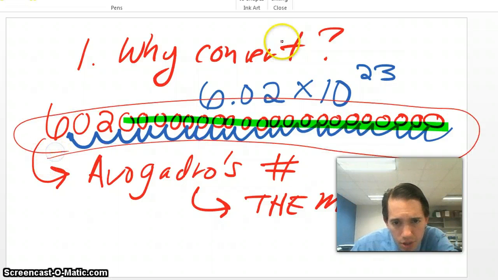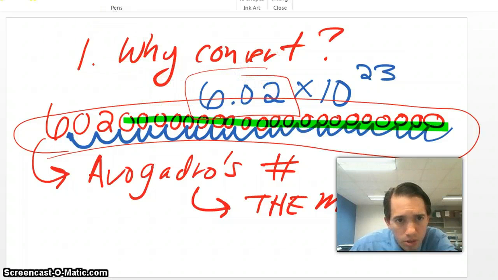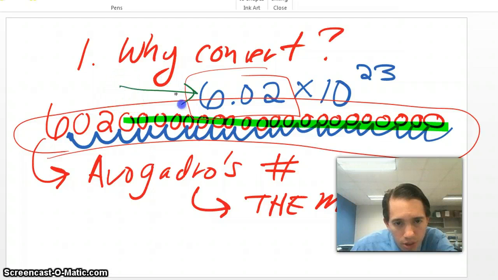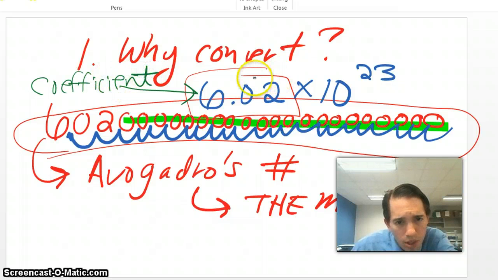A little bit of terminology here. The first number that we're talking about here, the 6.02, is called the coefficient. And this number has to be between 1 and 10. So I'm going to call this number x. It has to be greater than or equal to 1 and less than 10.